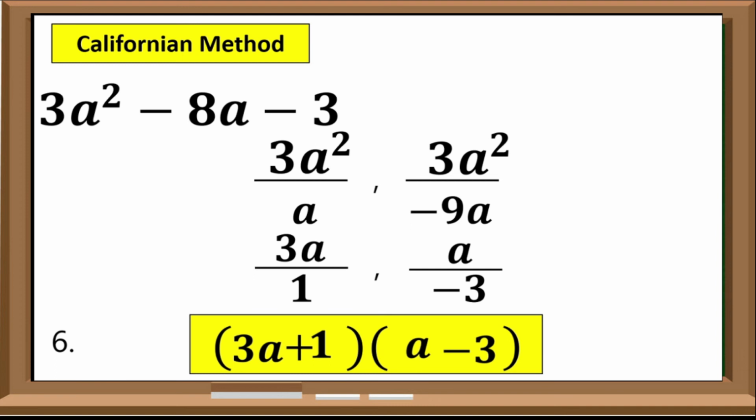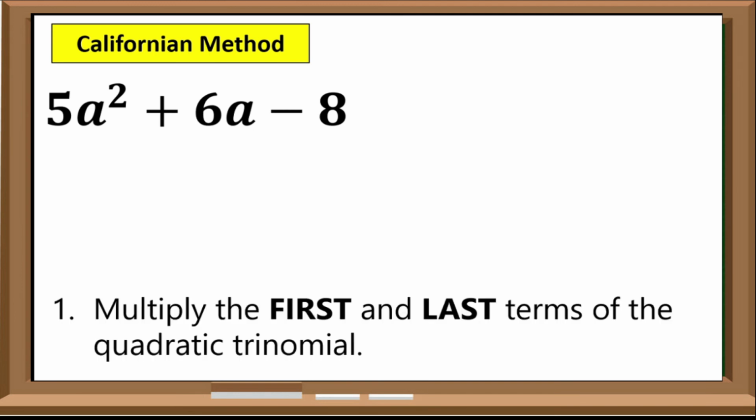Let us have the last example for a greater than 1. We have 5a squared plus 6a minus 8. First step, multiply the first and last terms of the quadratic trinomial. That would be 5a squared times negative 8. The result is negative 40a squared.